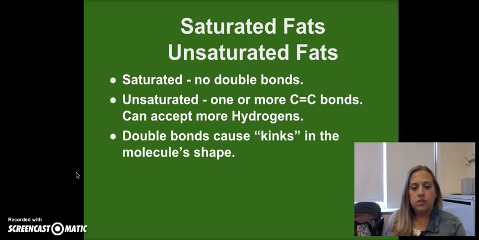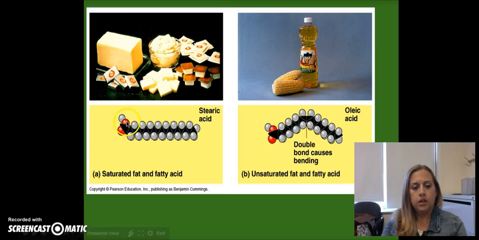What's interesting is that the double bonds cause these kinks in the molecule's shape, so it causes it to have little bends. So here you've got a saturated fatty acid. An example here would be something like in butter. And now when you're looking at the oil, you can see this is unsaturated. It has a double bond here between the carbons, and it causes the molecule to bend.